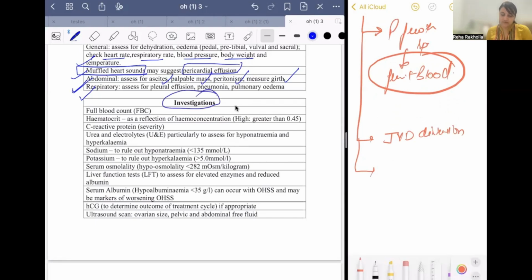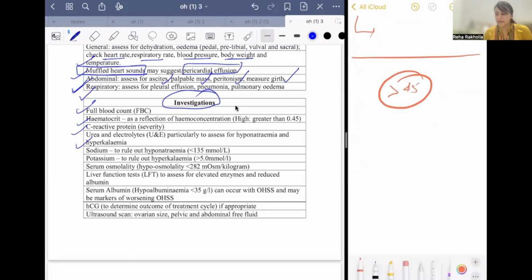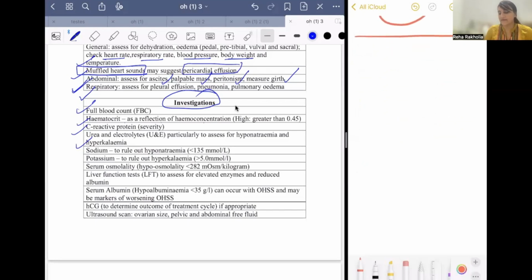What investigations will we do? Full blood count. We'll do hematocrit as a reflection of hemoconcentration. Hematocrit greater than 45 will indicate hemoconcentration. We'll do C-reactive protein. Okay, it tells about the severity. We'll do urea and electrolyte, particularly to assess the hyponatremia and hyperkalemia. We have already talked that it causes hypovolemia and hyponatremia. So to look for that, we'll do urea and electrolyte.